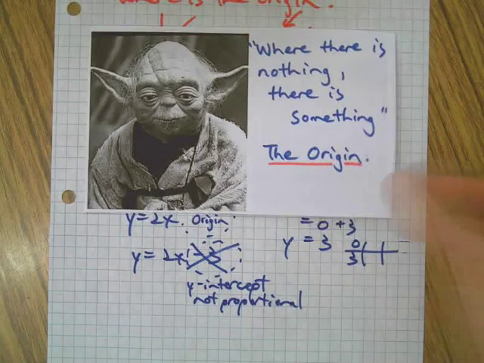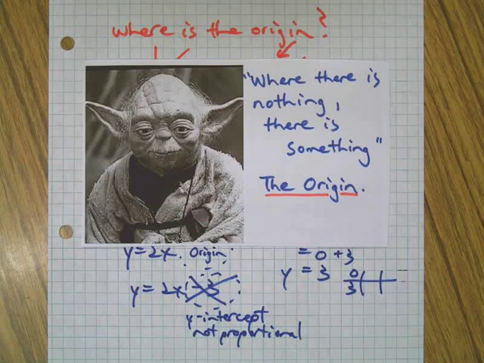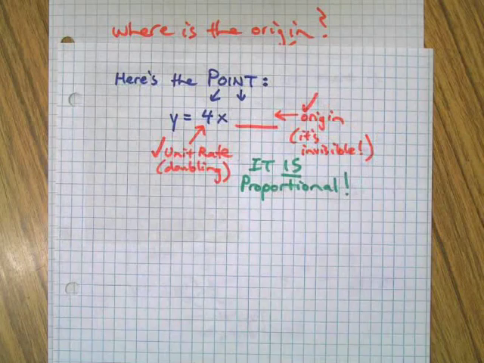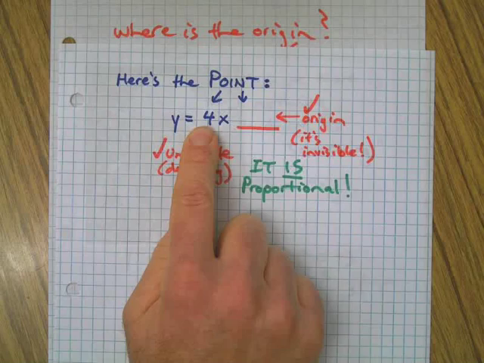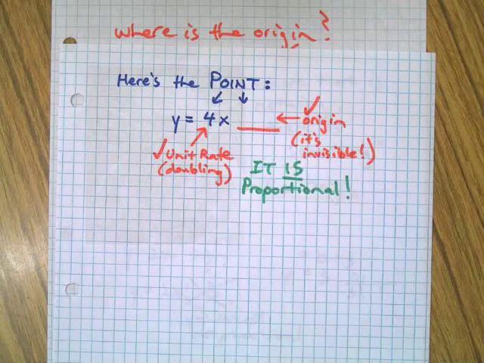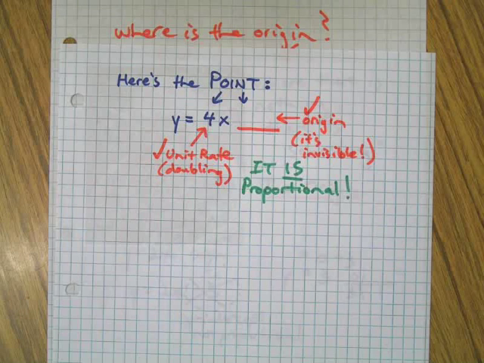Okay? Remember Yoda's quote, where there is nothing, there is something. If you just picture Yoda's little face there at the end of the equation, you're set. And in conclusion, when you look at an equation and you're trying to decide if it's proportional, there's a number there and there's nothing there. That's it. My work here is done.